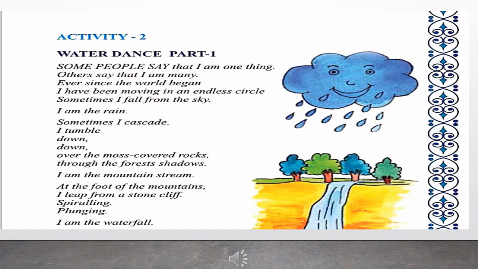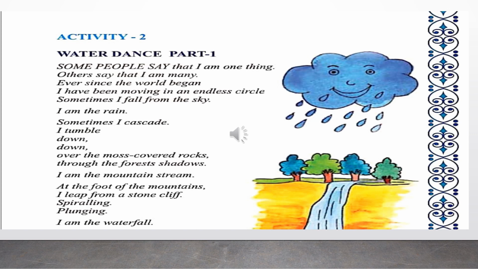I am the rain. In the first 6 lines, the poem is trying to give a self-explanation of rain. In the first 6 lines, we can see the rain introducing itself. The first 2 lines are people's opinion about the rain. Some people are saying that the rain is only one thing, but other people are saying that it is many. Whatever it may be, the rain says it is an endless circle formed since the world began, and sometimes it falls down.